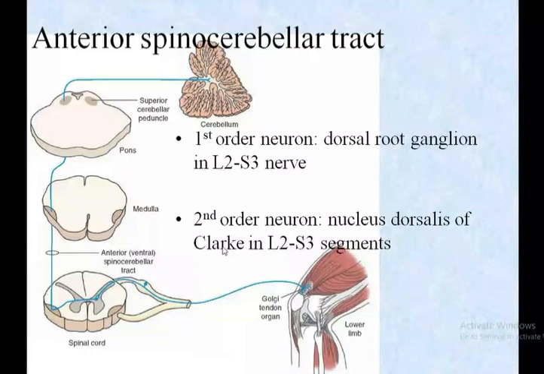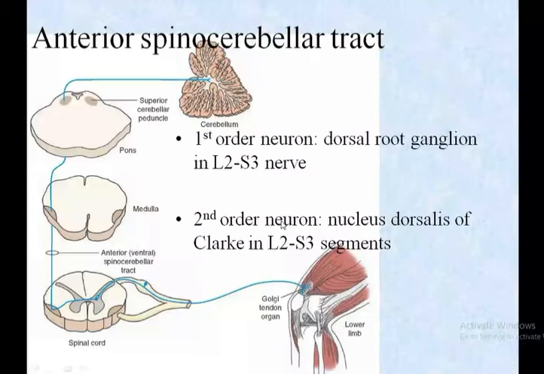Similarly, this nucleus dorsalis of Clark is present almost at the base of the dorsal horn of the spinal cord. So the second order neuron is present within the base of the dorsal horn at the L2 to S3 segment. So, first order neuron, second order neuron, and via the superior cerebellar peduncle, it is related to the ipsilateral cerebellar hemisphere.